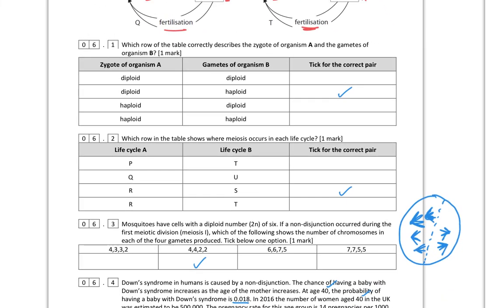6.3 is tricky. Again, I've drawn a little diagram to help me. But this is in the first stage of meiosis. I'm going to have 4 chromosomes going one way and only 2 going the other. And then they're going to split later on to give me 4-4-2-2. Sounds like football.